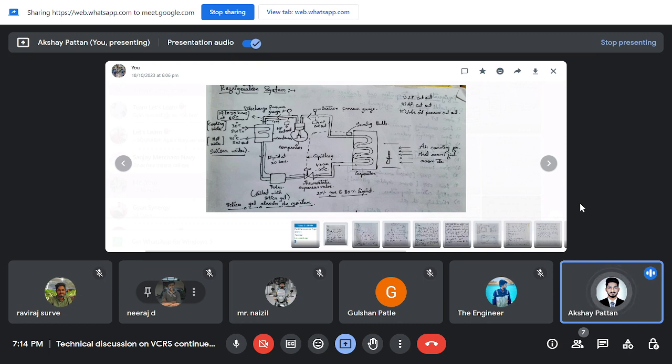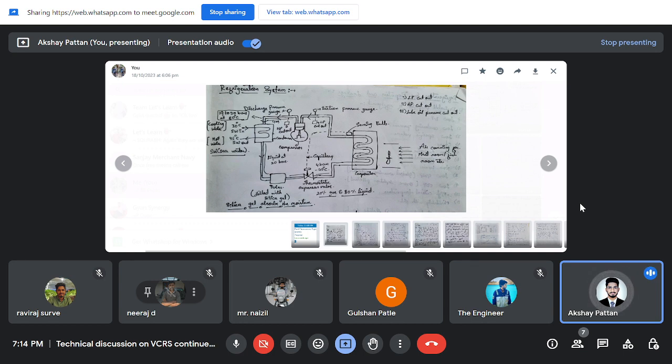So this is why the high pressures take place, and when the high pressure is taking place, the high pressure cutout comes in. High pressure is only a cutout. There is no cut-in in the high pressure. When the high pressure cutout takes place, the compressor is switched off, and we need to manually turn on the compressor when the high pressure cutout takes place.